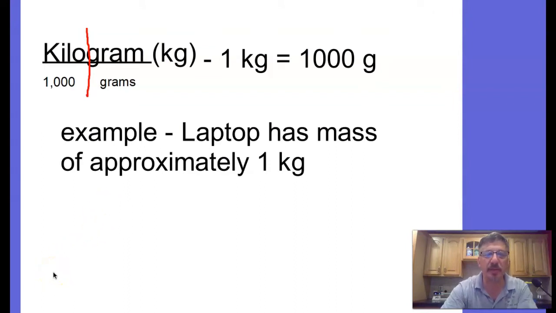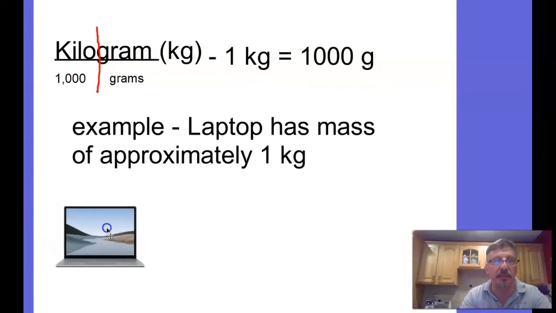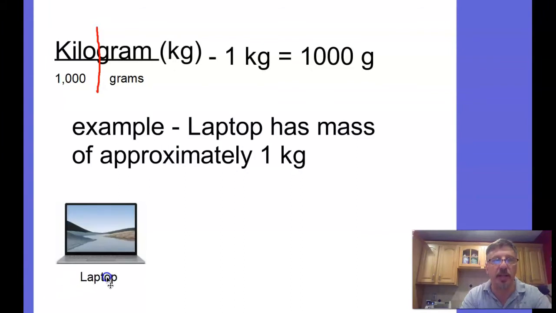If you have any other examples, please go ahead and put them. So a laptop, and make sure anytime you draw a diagram or picture, you want to label it, and it is about 1 kilogram.